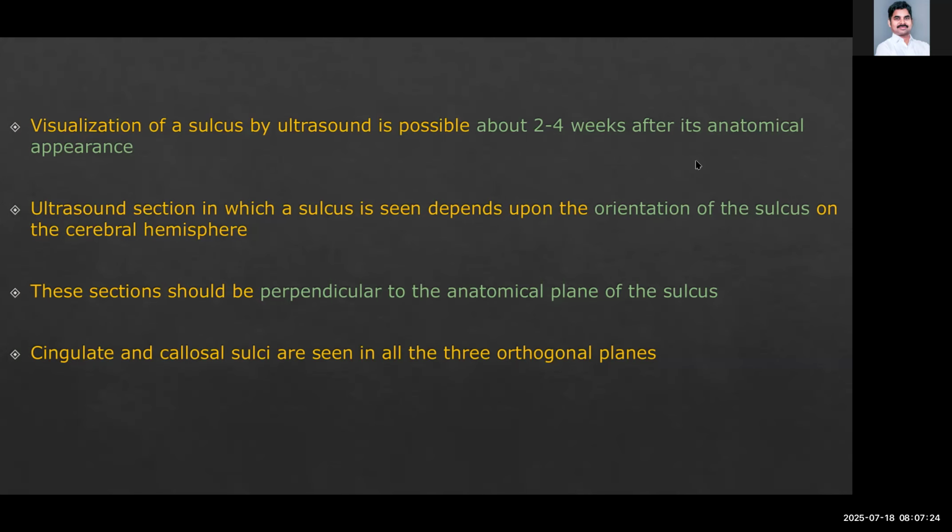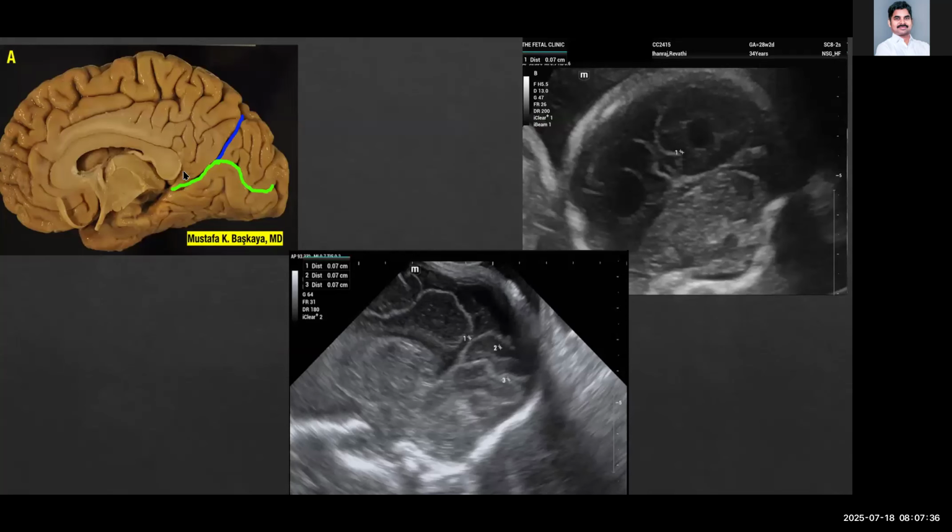The ultrasound section in which a sulcus is seen depends upon the orientation of the sulcus on the cerebral hemisphere. These sections should be perpendicular to the anatomical plane of the sulcus. Here, the calcarine sulcus is oriented in the axial plane, so it will be visualized on the coronal and sagittal planes. This is the coronal plane where the calcarine sulcus is seen. This is the sagittal plane where the calcarine sulcus is seen.